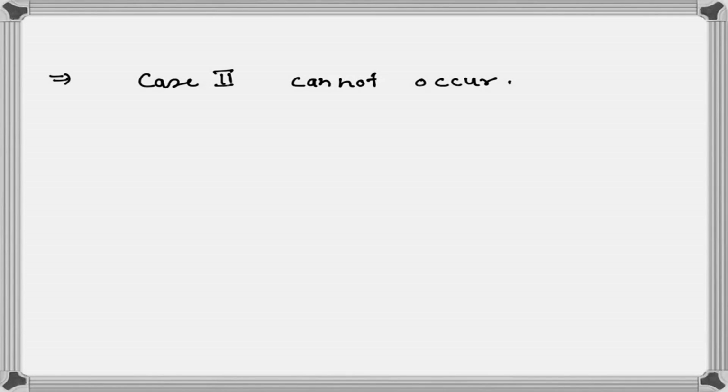Because if it occurs, then we reach a contradiction. So this implies that the determinant of M square plus MN square is 0, as concluded under case 1. So the first part is done. What is the second part? Let's prove the second part.